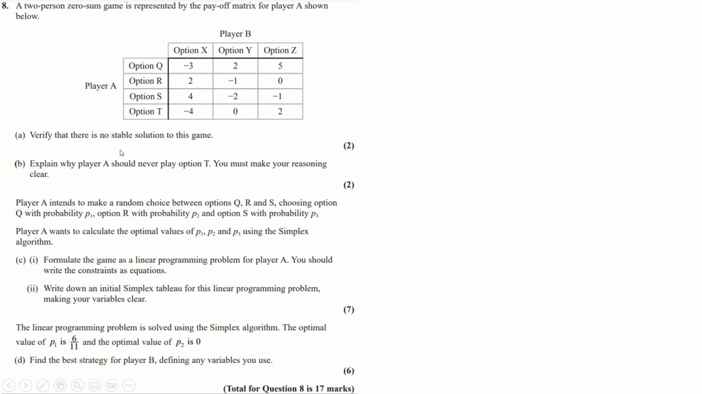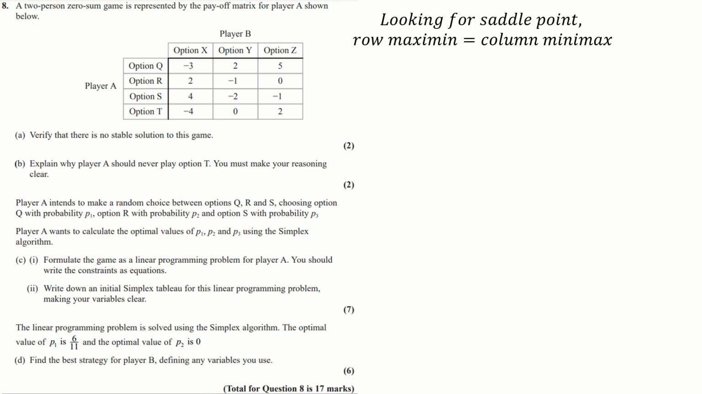And the last question then, there's no stable solution. You're looking for a saddle point for there to be a stable solution, which is equivalent to saying that the row maximin needs to equal the column minimax. So the maximum of the smallest of each row: the smallest of this row is -3, then -1, then -1, then -4. The maximum of those is -1.